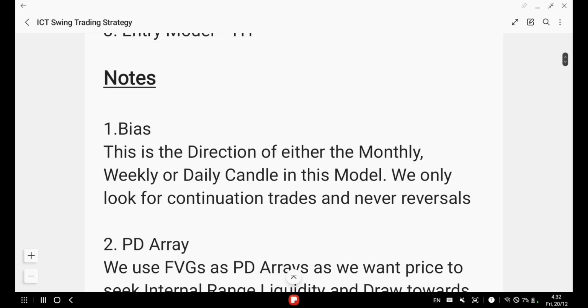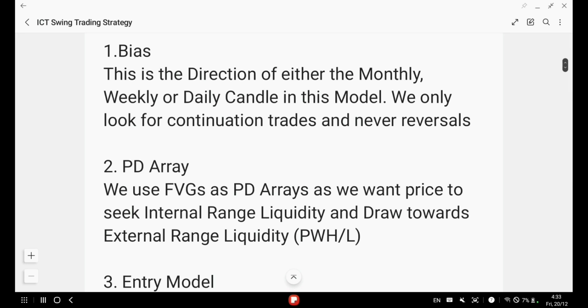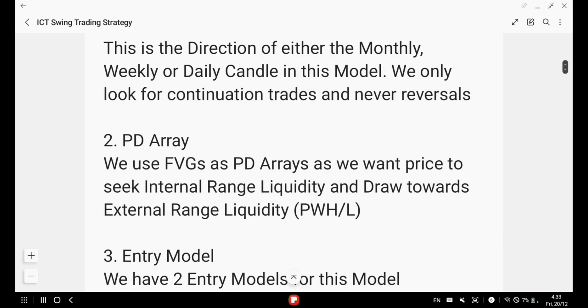Notes: bias. This is the direction of either the monthly, weekly, or daily candle. In this model, we'll be using the weekly. We only look for continuation trades and never reversals. Second, PD array. We use fair value gaps as PD arrays as we want internal range liquidity and draw towards external range liquidity, which is the previous week high or previous week low.